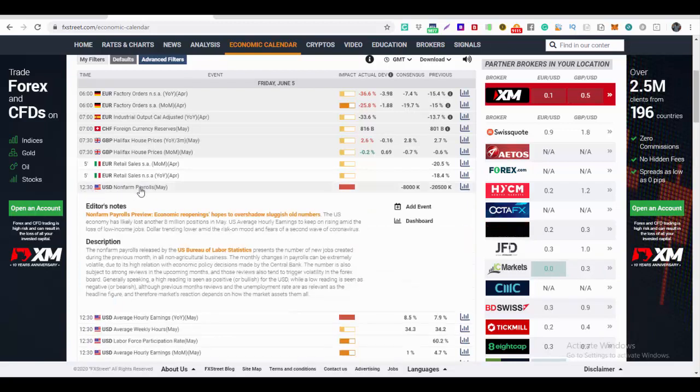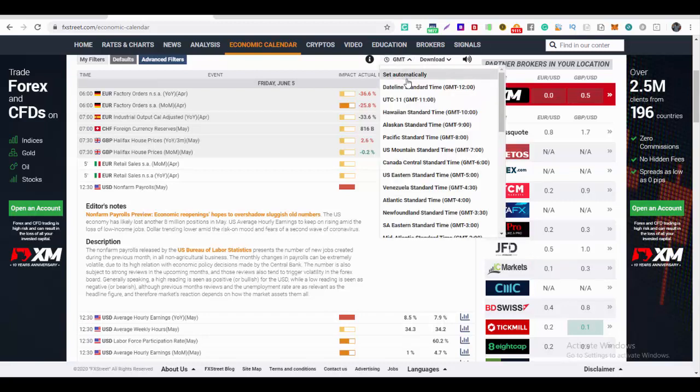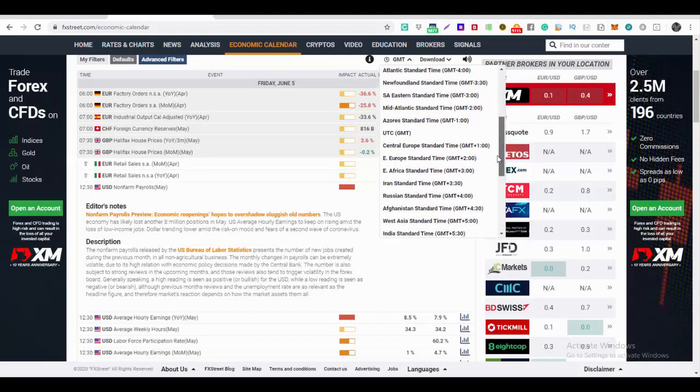If you look at it here, it is 12:30 on this calendar. I need to change this calendar to South African time, because this 12:30 is not the time that we normally trade the news in South Africa. And if you come here, you see GMT. South Africa is GMT +1, I think. So we first of all change this so that we can get the actual time.